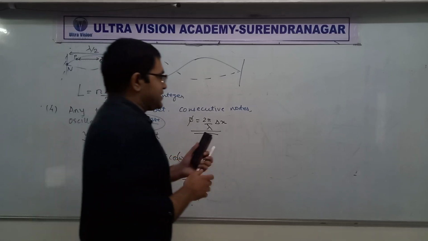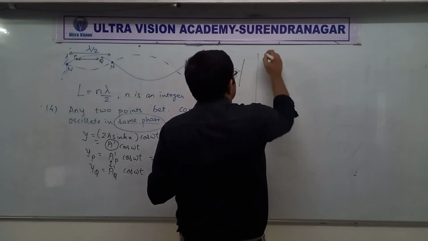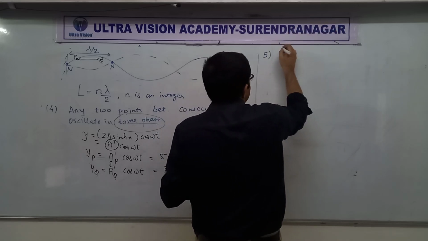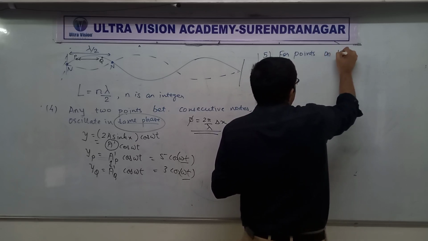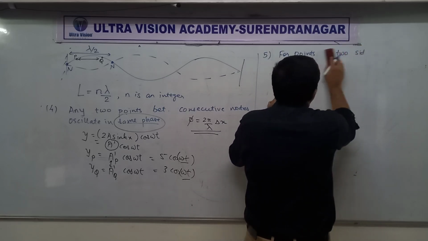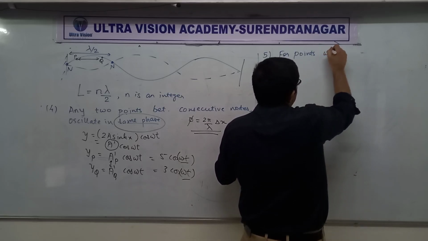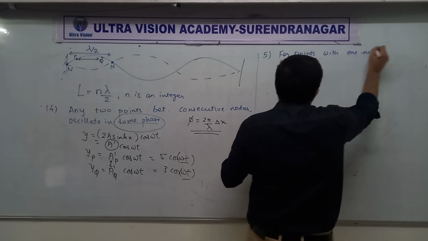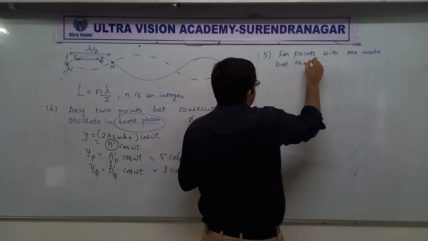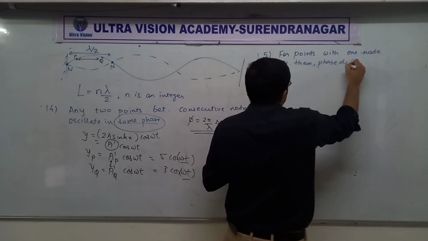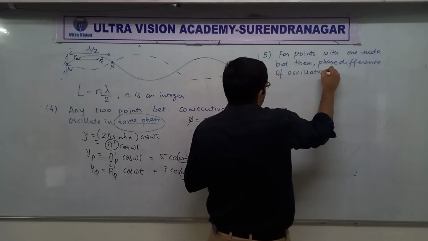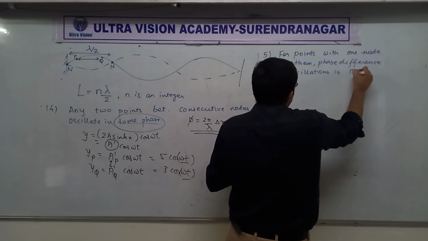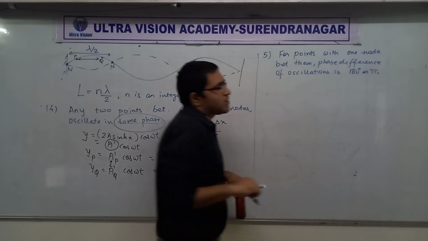Now let's go to a related point. Number 5. For points on two sides, or for points with one node between them, phase difference of oscillations is 180 degree or pi. Okay.